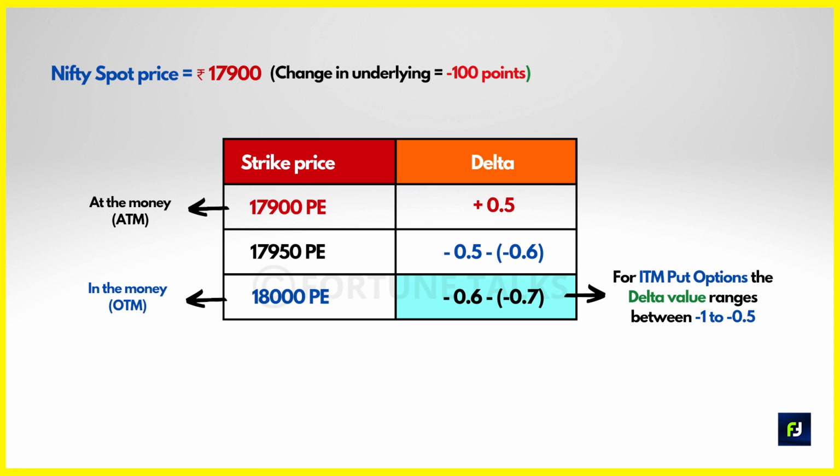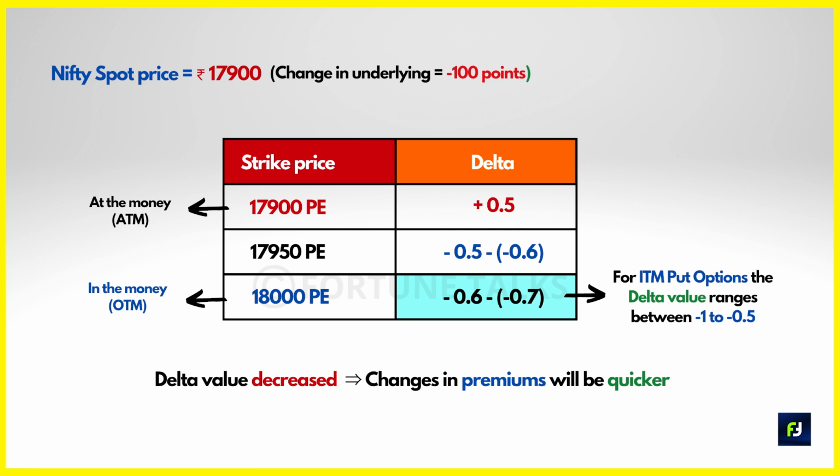Now on the contrary, if the spot price were to fall 100 points to 17,900, then the 18,000 put option strike, which was at the money before, will now become an in the money strike. So naturally, the delta value will increase from minus 0.5 and it will range between minus 0.6 to minus 0.7, which in turn implies that the option premiums will now move faster than before.